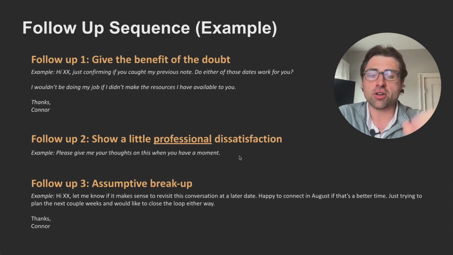Now follow-up 2 is where it gets a little spicy, and I show what I call professional dissatisfaction. Keyword is professional. We are not being disrespectful, but we're being a lot more direct because now we gave them the benefit of the doubt. What this signals is that we are a real person and we think this is important that we either set this meeting up or get a response to what we said.